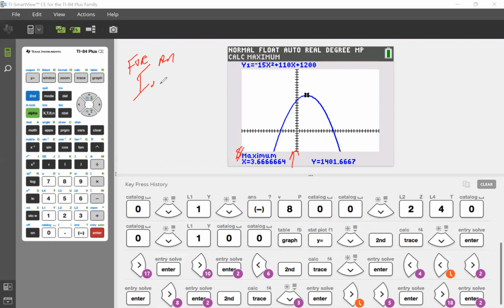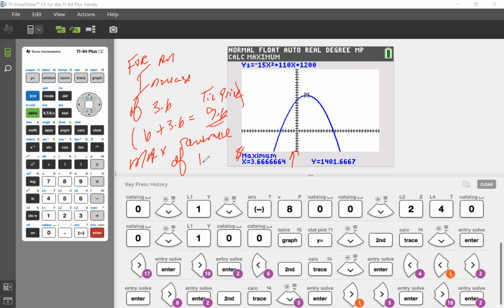for an increase of, what is that, 3.6? So your ticket price is now 6 plus 3.6, or a ticket price of 9.6, maximum revenue, or you can say you'll make a max revenue of $1,400, or approximately 1401. That's right in front of you. So that'll be your max revenue. Okay, so that's what it means.